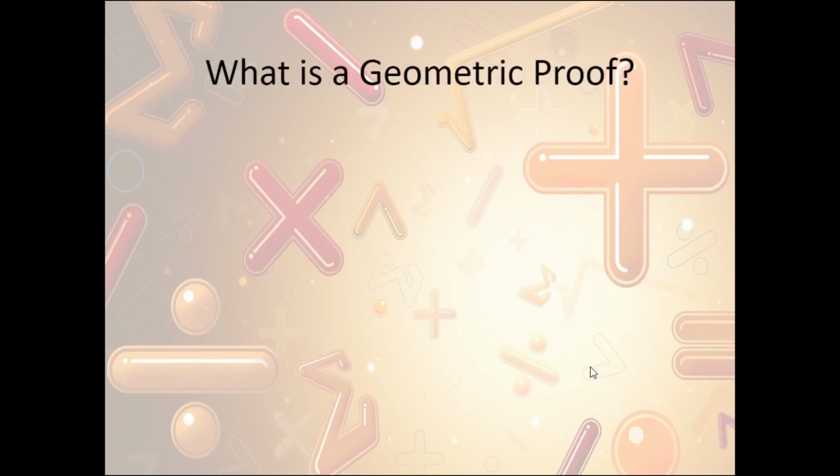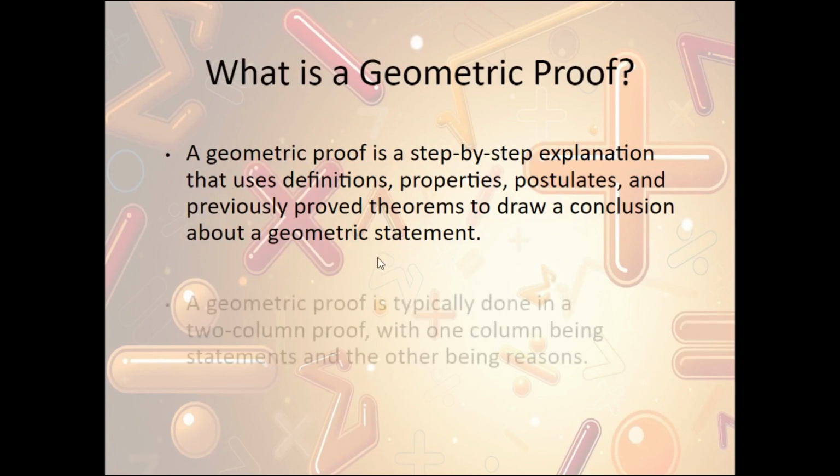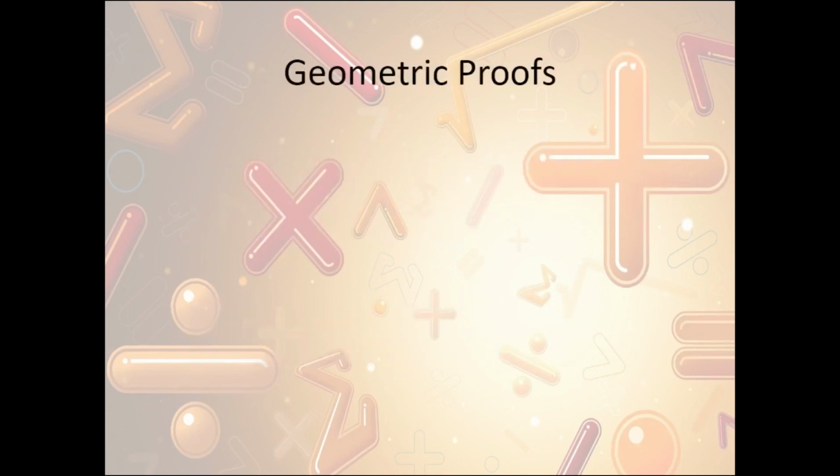Now, what is a geometric proof? A geometric proof is a step-by-step explanation that uses definitions, properties, postulates, and previously learned theorems to draw a conclusion about a geometric statement. A geometric proof is typically done in a two-column proof with one column being the statements and the other being the reasons.